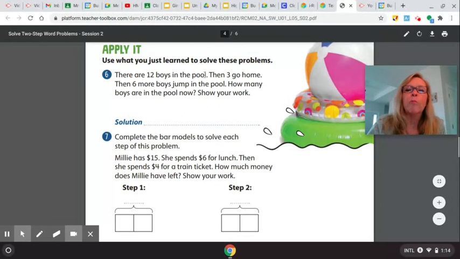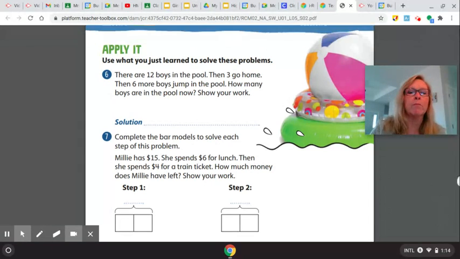So there are 12 boys in the pool. Then 3 go home. 3 go away. So think what that means. Then 6 more boys jump in the pool. How many boys are in the pool?